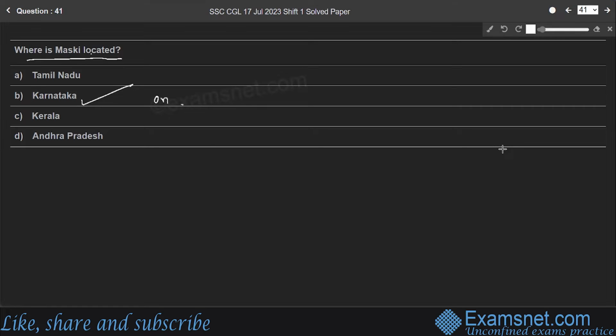On the banks of the Maski river, which is a tributary of Tungabhadra. Maski is also an archaeological site where a minor rock edict of Emperor Ashoka was discovered in 1915.